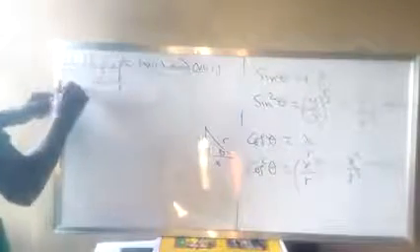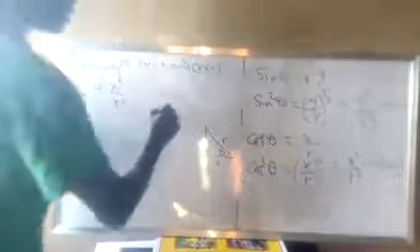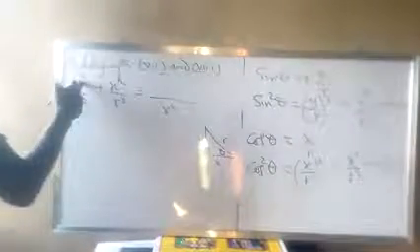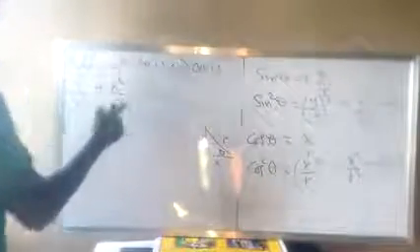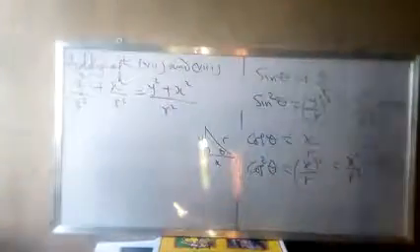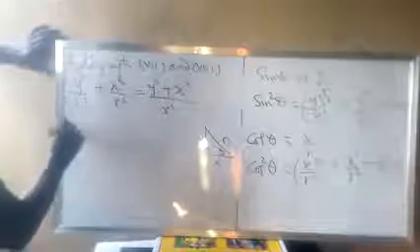Y squared all over r squared plus x squared all over r squared. So what are we going to have? The LCM is r squared. So r squared in r squared is 1, 1 times y squared is y squared, plus r squared in r squared is 1, times x squared is x squared. Let's call this one equation 9.